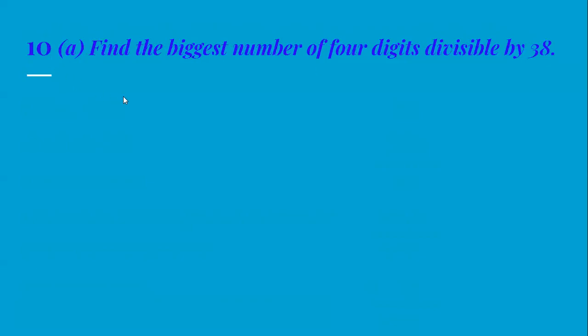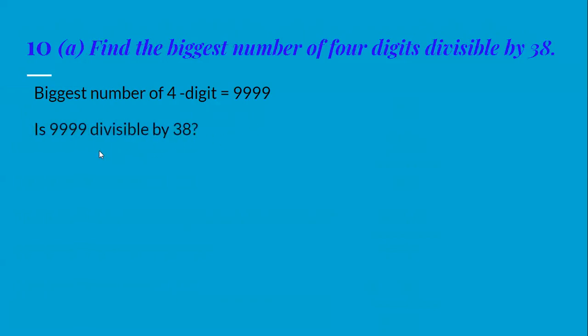Now let us see how we will do it. First of all, we will write the biggest number of 4 digits, 9,999. Is 9,999 divisible by 38? We will divide and check. Division leaves 5 as remainder. When we divide these two numbers, 5 is left as the remainder.